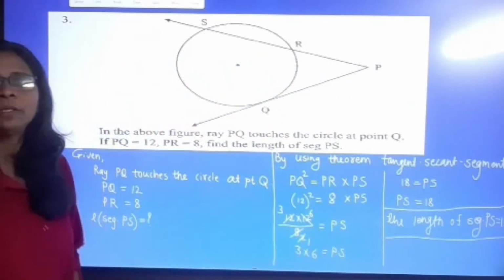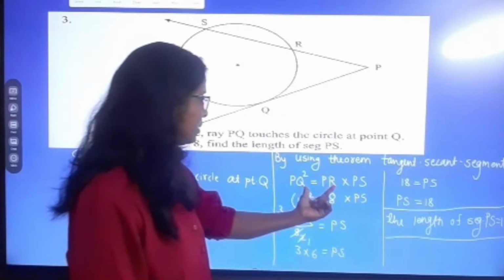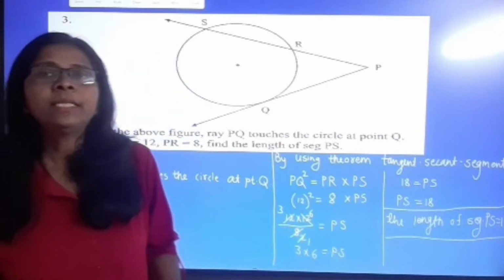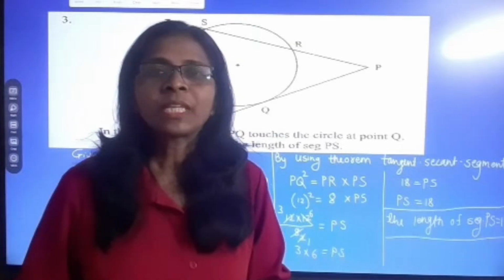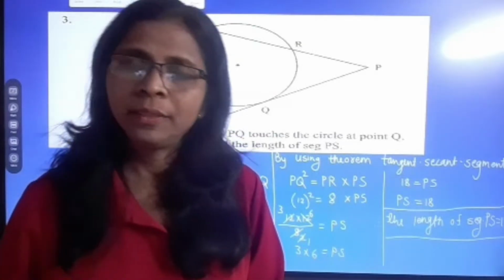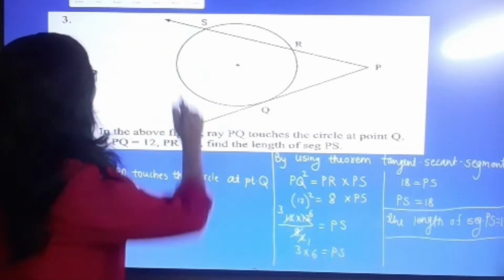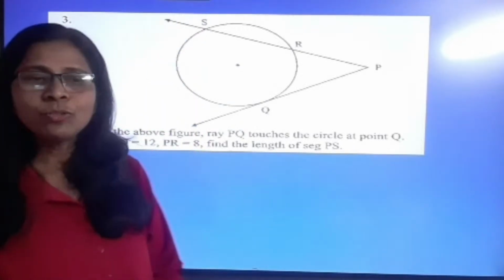Okay student, so remember this formula, students: PQ square is equal to PR into PS, and that is for the tangent secant segment theorem. Okay students, yes. So now here the next question, that is the fourth question, students.